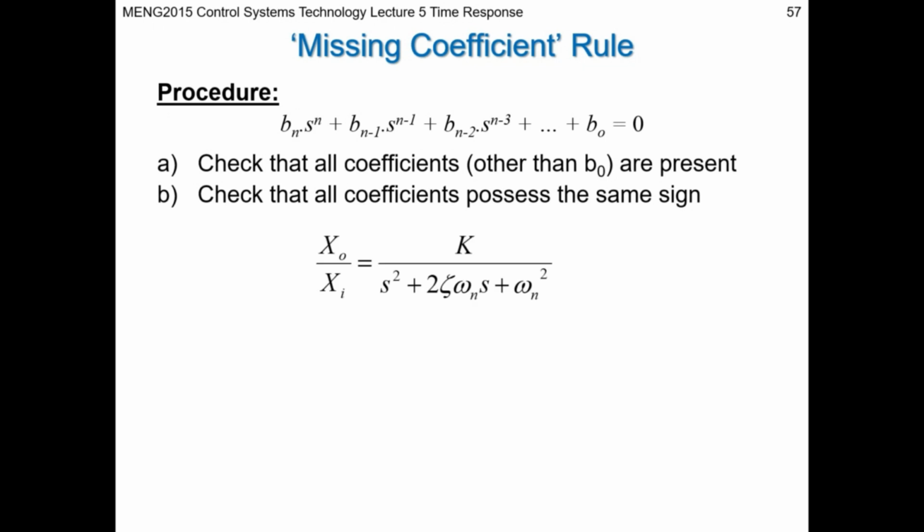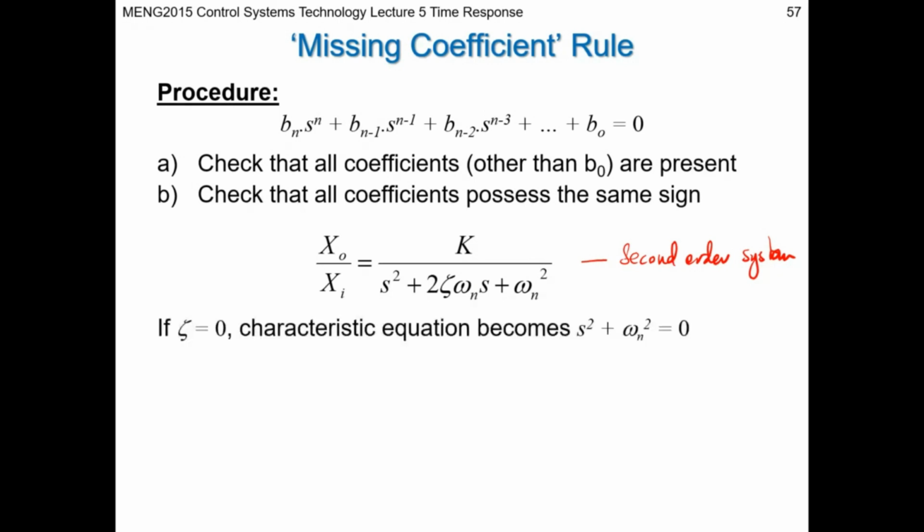Now, if we have a system like this, the prototype, remember what it's similar to, but with K in this case instead of omega n squared in the numerator. Let's say it's a second order system. This second order system has a natural frequency of omega n and a damping ratio of zeta. That's how we characterize a second order system. We learned that before.